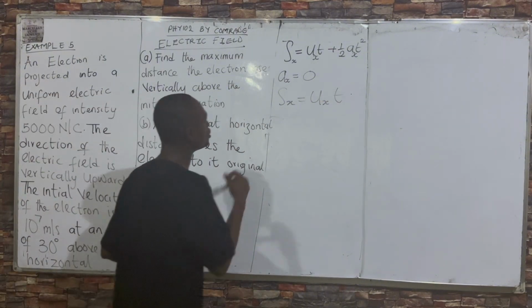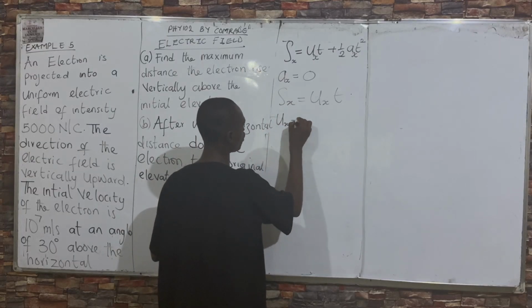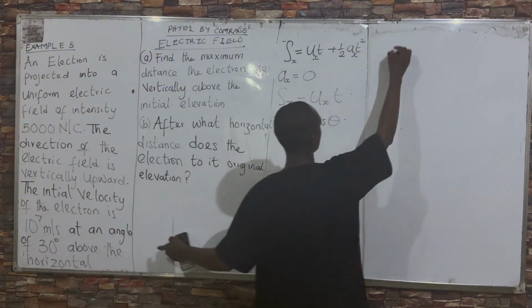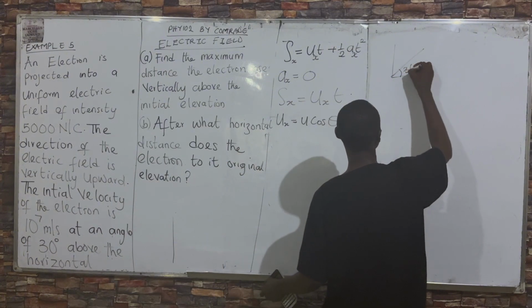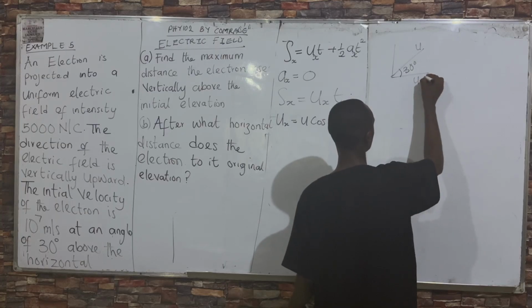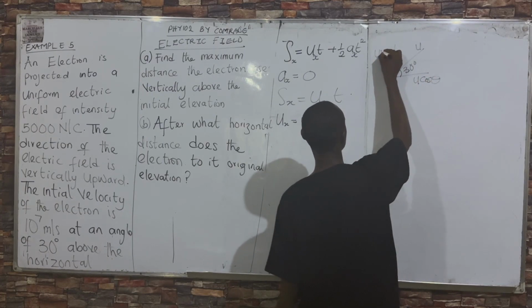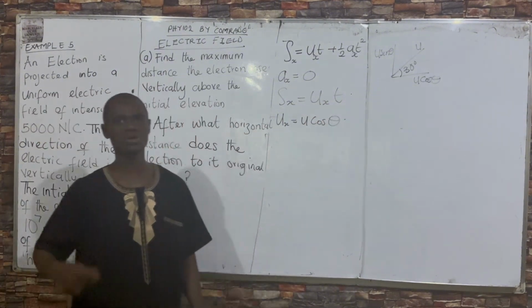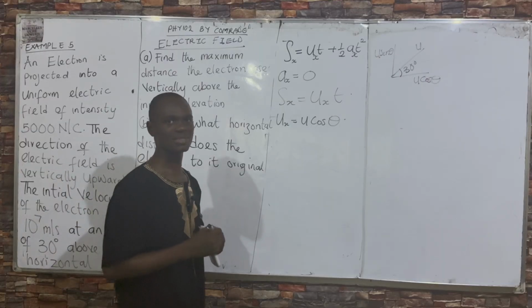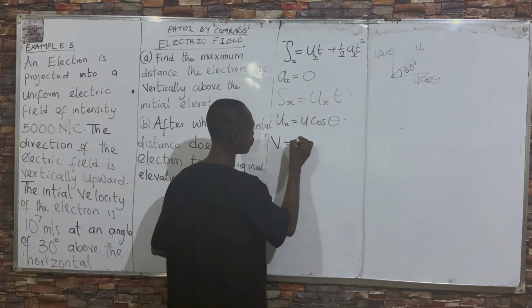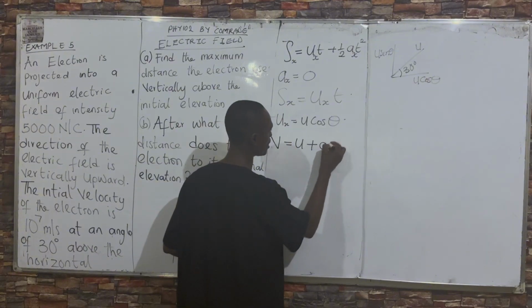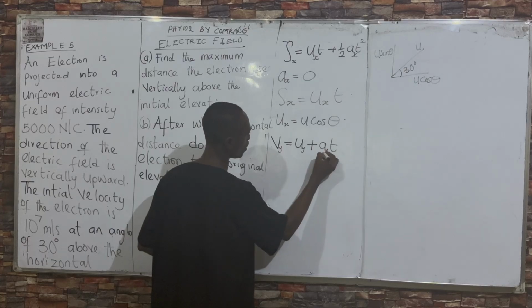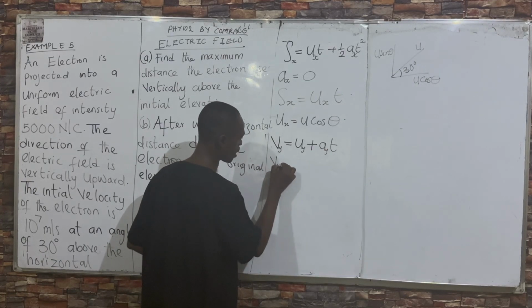Now, I can get ux. ux becomes u cos theta, right? Meaning this thing is something like this. Here is 30 degrees, here is u. So horizontal will be u cos theta, and vertical will be u sine theta. So that's how it works. Now, how do I get t? We have to go back to the motion under gravity, wherein we have v is equal to u plus at. Now, just hold on. Let's use y, y, and y. At maximum height, vy is equal to what?